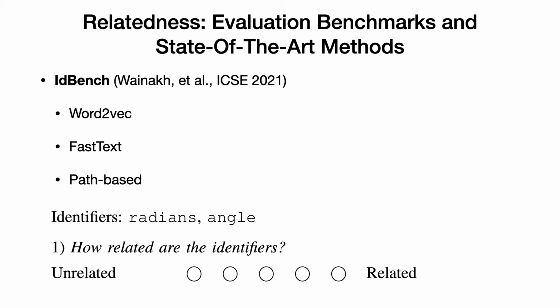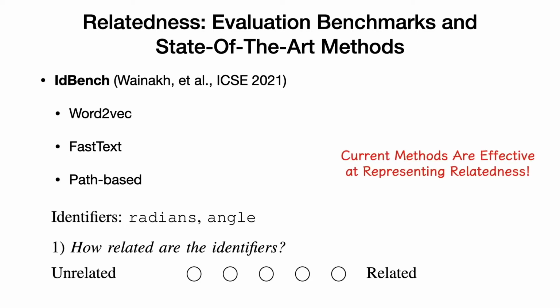And it is also worth noting that some opposite operators like add and remove, set and get are also considered related because they kind of pair in a similar context. And they found these approaches like word2vec and fastText are actually quite effective at representing relatedness. However, relatedness is not the full story of meaning, and it has significant limitations.